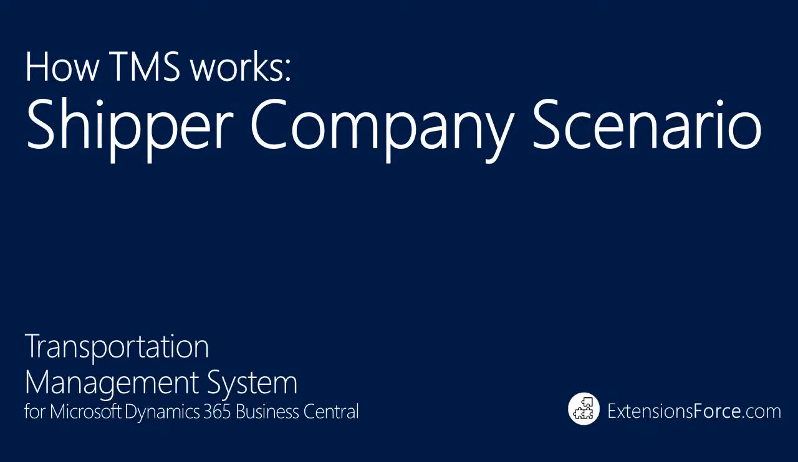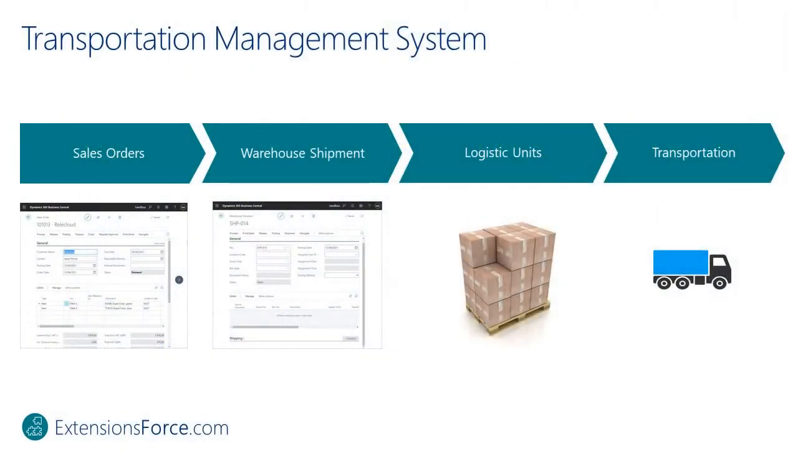In this video we'll walk through the shipment process and subsequent transportation of sales orders. This video demonstrates how a transportation management system can help companies that ship goods from their location and use their own fleet or a third-party carrier to deliver orders. We are going to create a warehouse shipment that contains lines from two different sales orders for two different customers. Then we will deliver that shipment to both customers via a single vehicle.